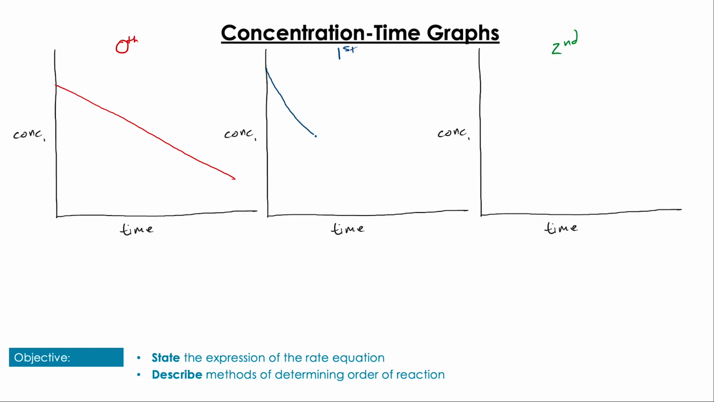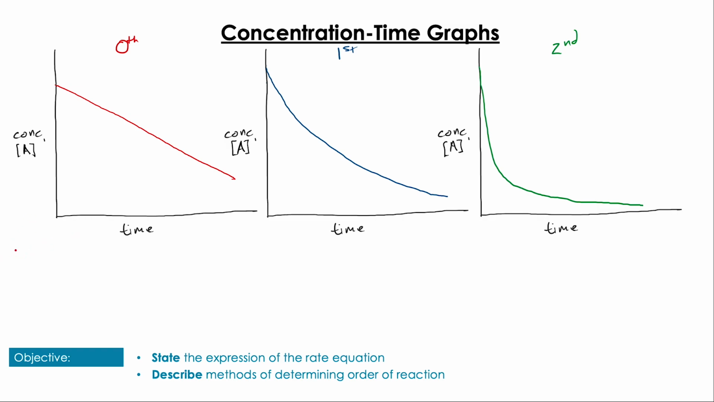For 1st order reactants, we know that the change is directly proportional to the concentration, so we're going to see this downward, evenly curved slope. For 2nd order reactants, we know that it's going to be A squared, so we're actually going to see this graph that looks like a 1 over x kind of graph. So what do these graphs show us?